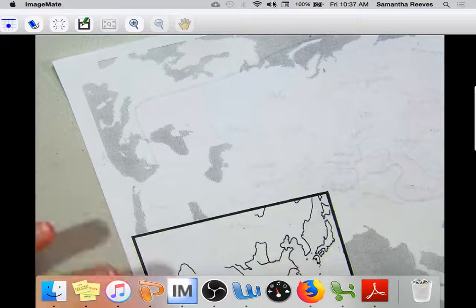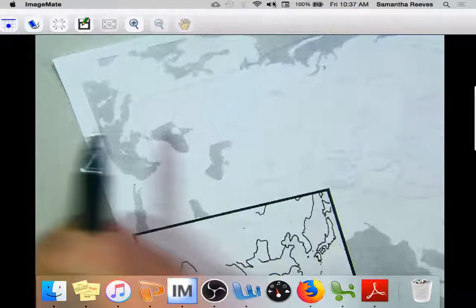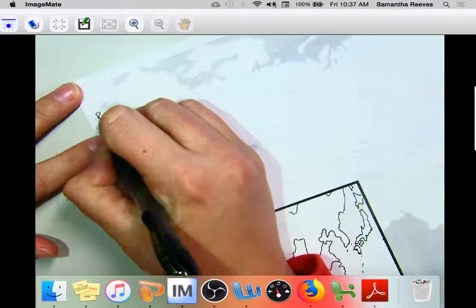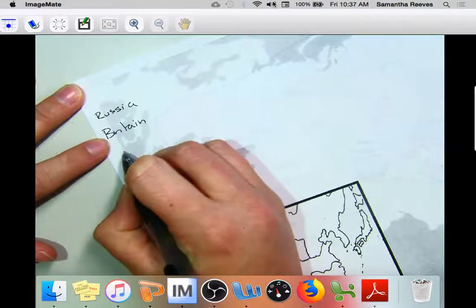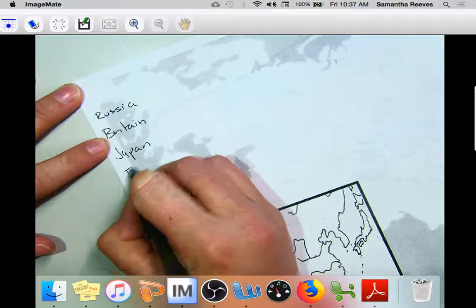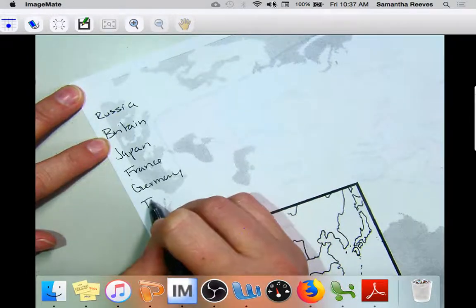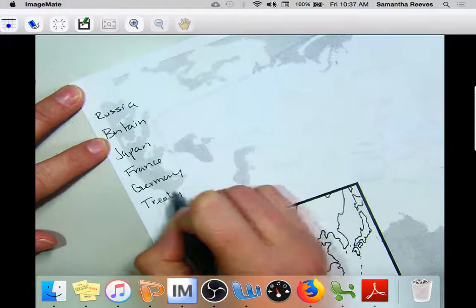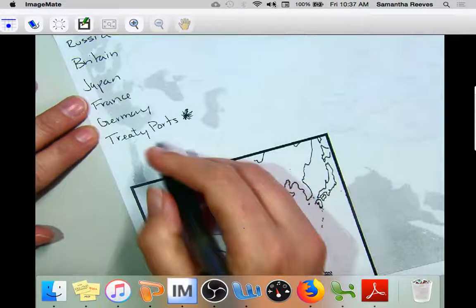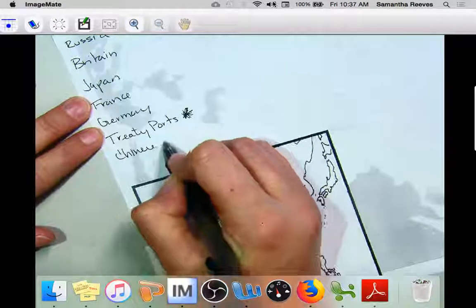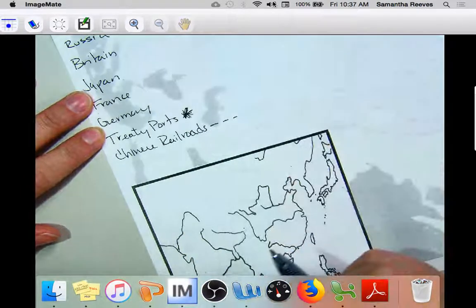There's 3 columns to this chart that we're making today, so please make sure you're putting your stuff where mine is as close as you can. Russia, Britain, Japan, France, Germany, treaty ports. And next to treaty ports, you're just going to put a star, like make a little star. Chinese railroads. Dash, dash, dash. That's all you're going to do.